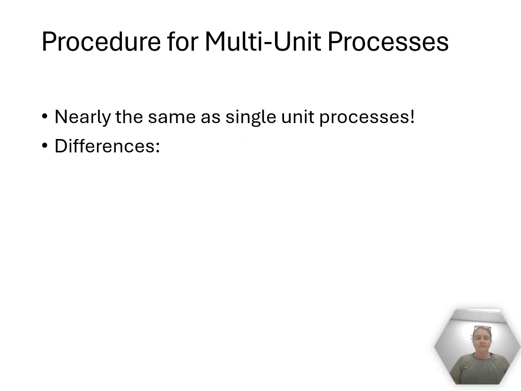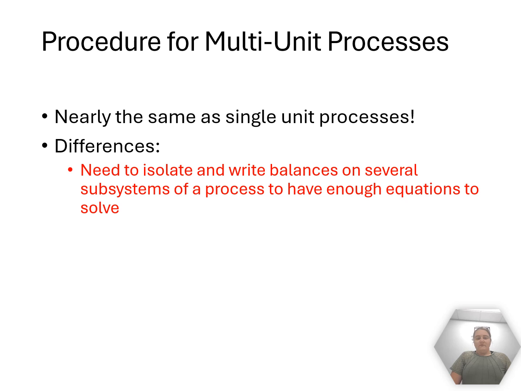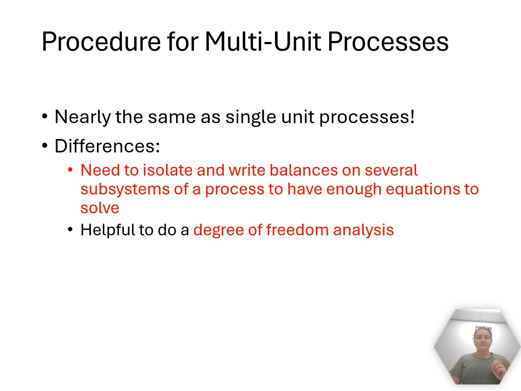When we do multi-unit processes, it's the same kind of procedure as for single units, but we have to think about a couple of things that are slightly different. One of the key differences is that we need to isolate and write balances on several subsystems to have enough equations to solve. If we just write a balance on the entire system, we will not have enough independent equations to have enough degrees of freedom to solve the problem. Instead of just writing an overall balance on species A and a balance on species B, we need to write balances on unit 1, unit 2, splitting point 1, and mixing point 1, and all of those are going to get a little bit more complicated as we go.